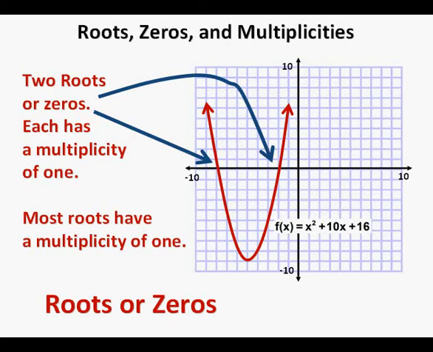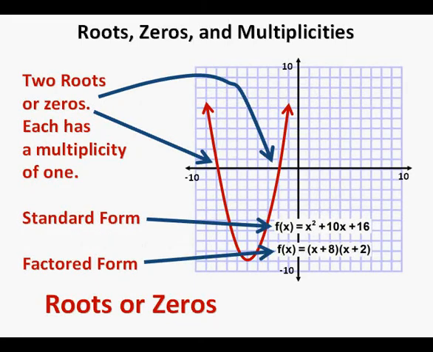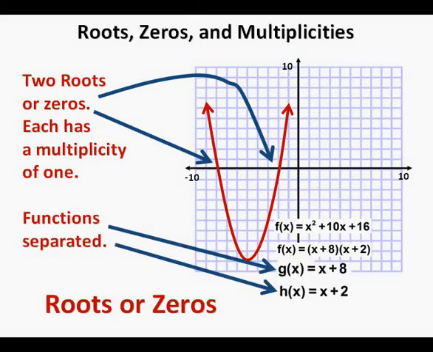Now this function, f of x equals x squared plus 10x plus 16, can be rewritten from its current standard general form to a factored form. And the factored form of this function is f of x equals quantity x plus 8 times quantity x plus 2. I still call this rewritten function f of x because it is the equivalent of the original f of x equals x squared plus 10x plus 16.